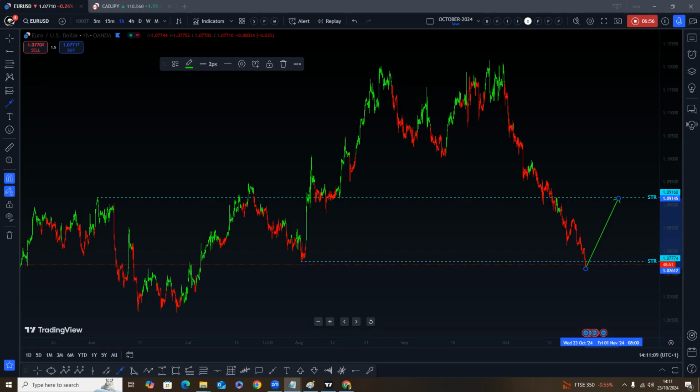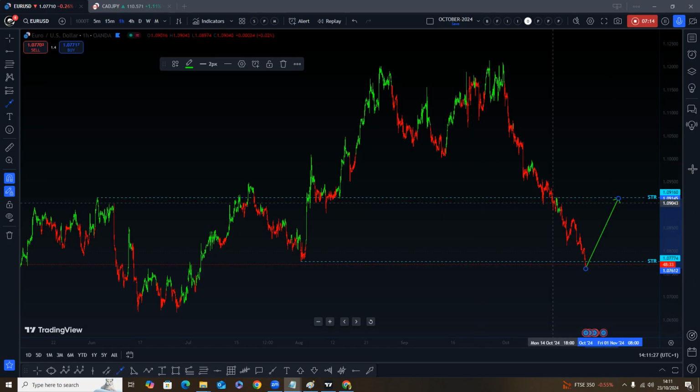I'm just writing this down: euro US dollar, 1.07774 to 1.09160.